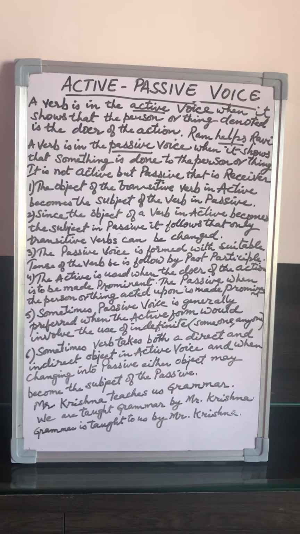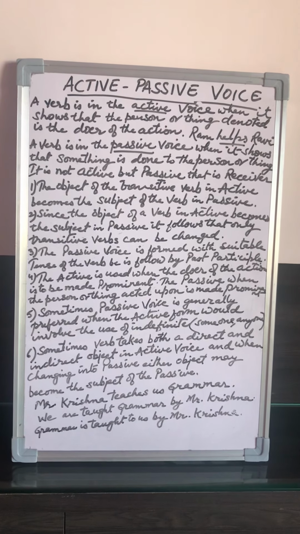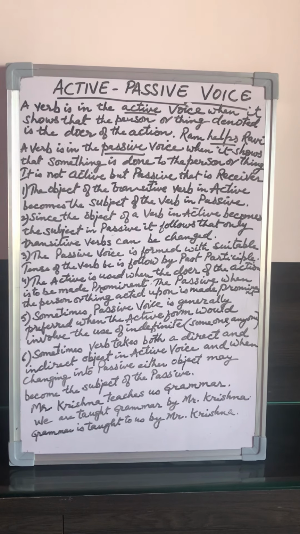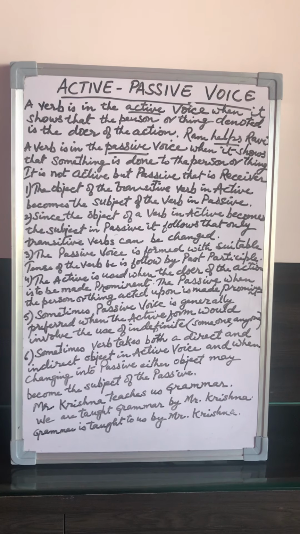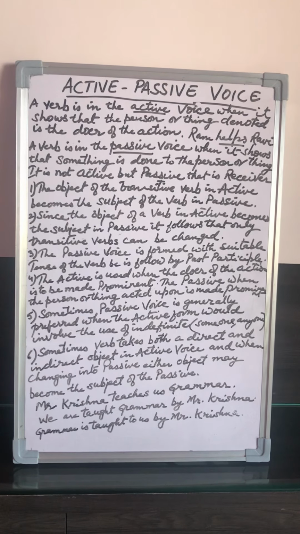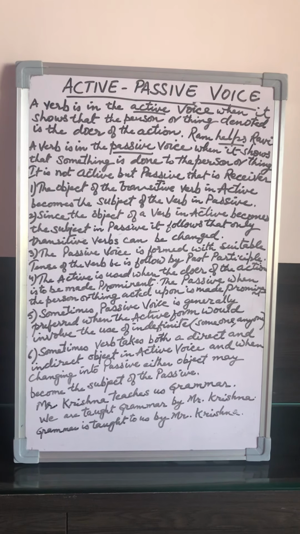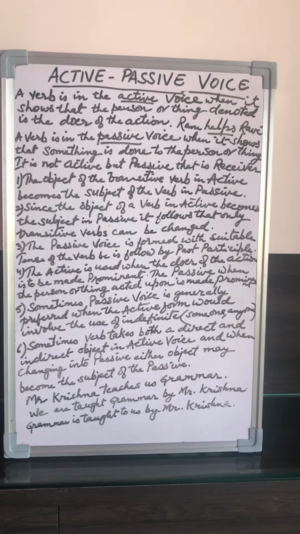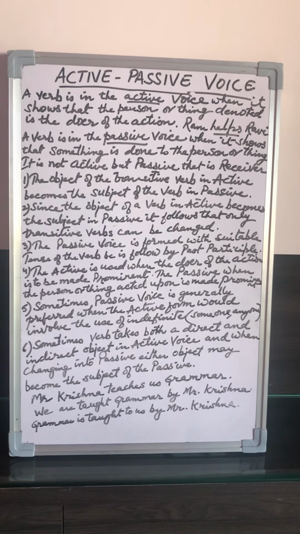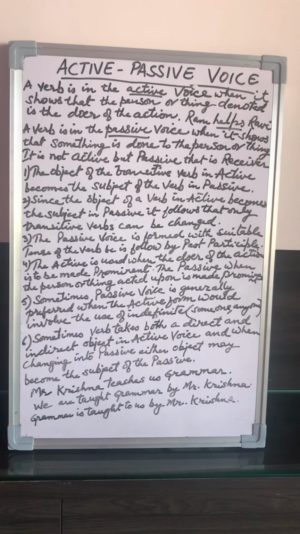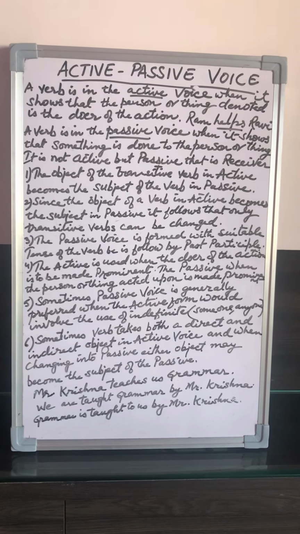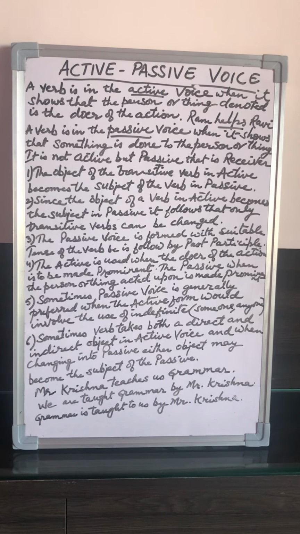A verb is in the passive voice when it shows that something is done to the person or thing denoted by the subject. The passive voice is so called because the person or thing denoted by the subject is not the active but passive. That is, he is the sufferer or receiver of the action. Something is done to the subject. Voice is that form of a verb which shows whether the person denoted by the subject does something or has something done to it.